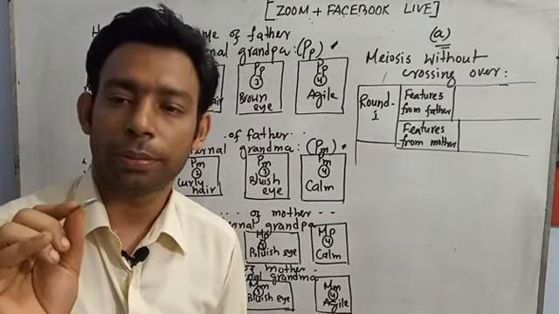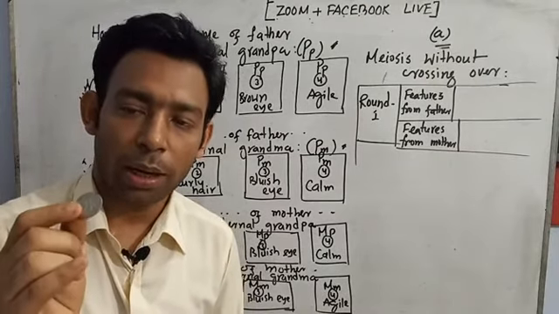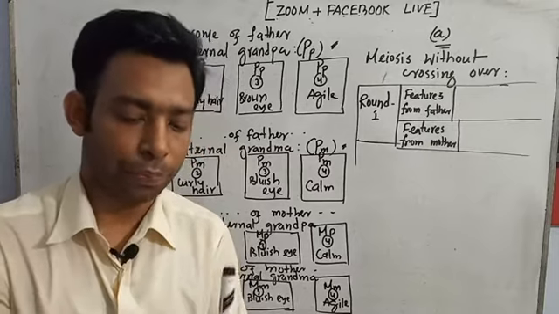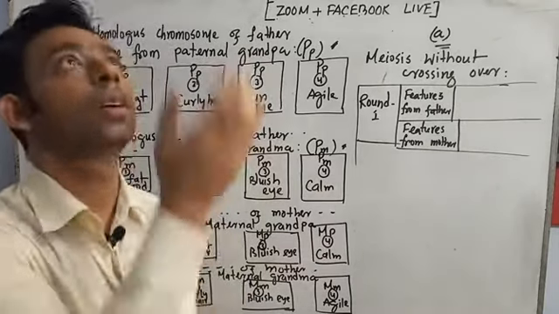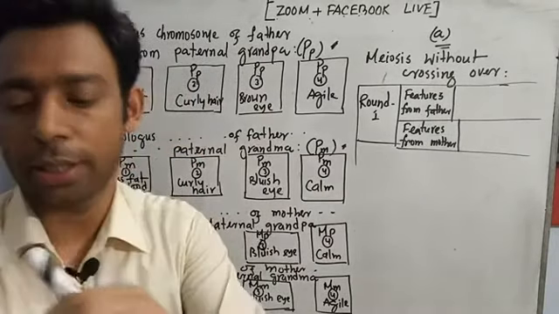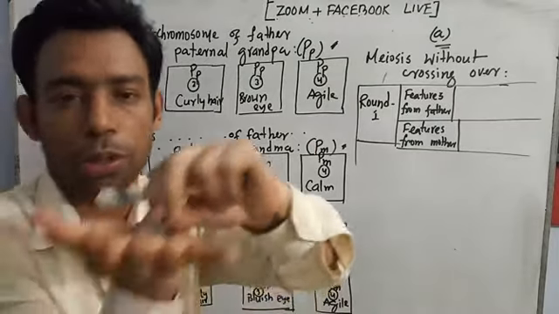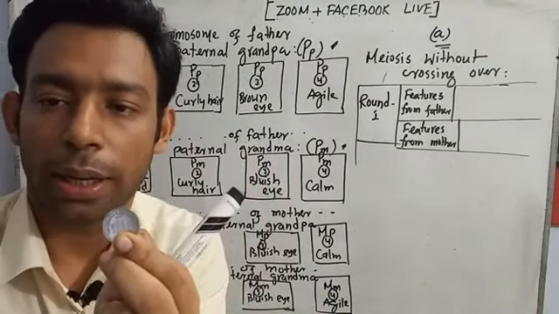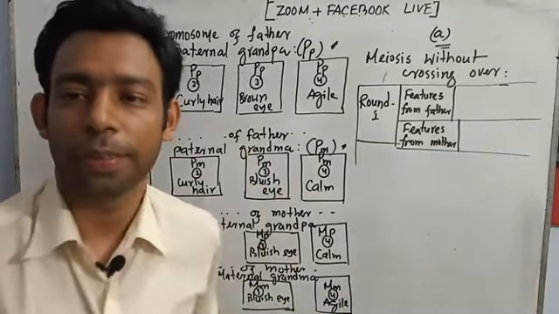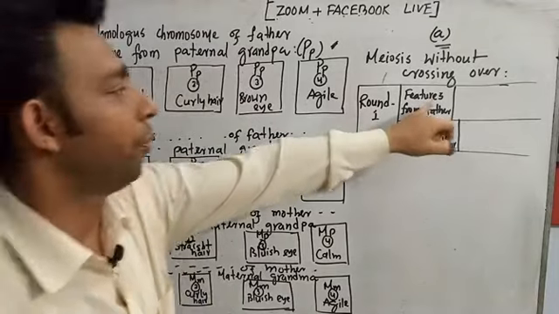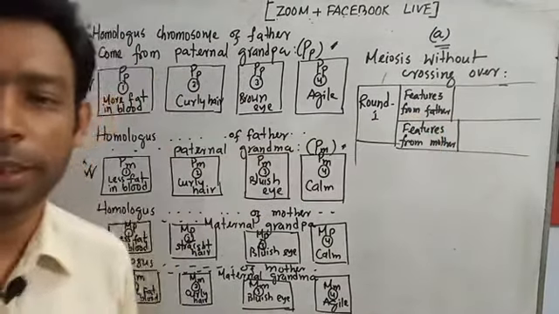Now look here, this one. Which way will I toss? Okay, I got it, and I can show you this one. Head. Round one. Features from father.